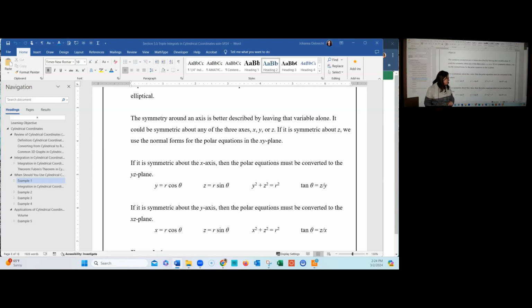tangent of theta is given by z, the dependent variable, over y, the independent variable. Likewise, if we have a region that is symmetric about the y-axis, some surface, then we need to convert the polar equations to reflect what the projection will be in the xz plane. In this case, x remains r cosine theta, but z takes on the y role as r sine theta. Then we have x squared plus z squared is r squared, and the tangent of the angle is z divided by x.